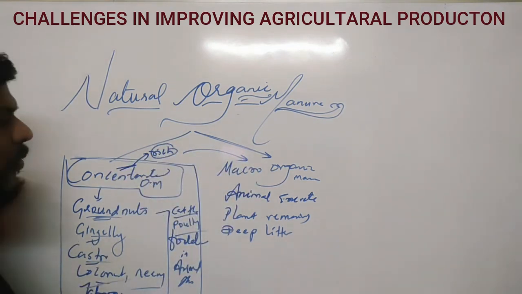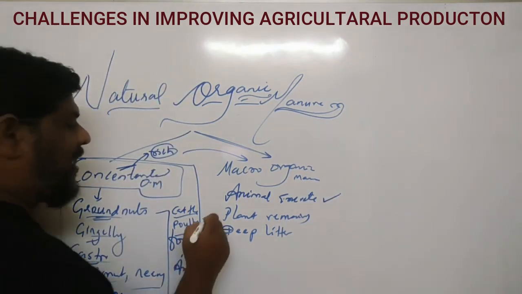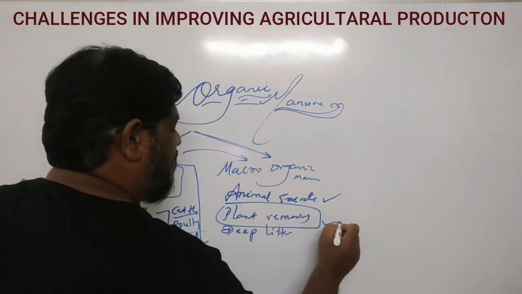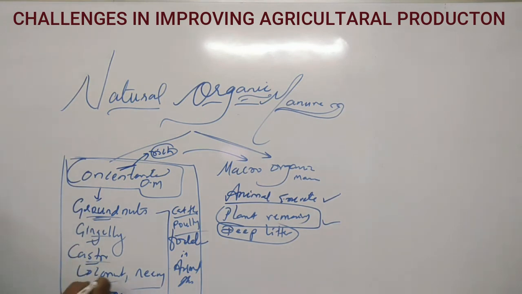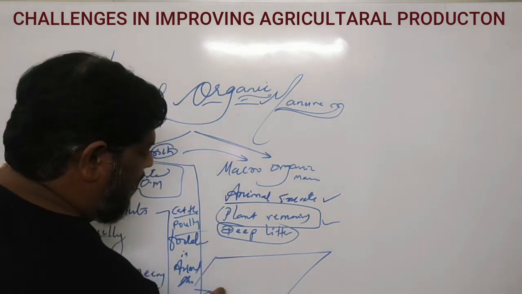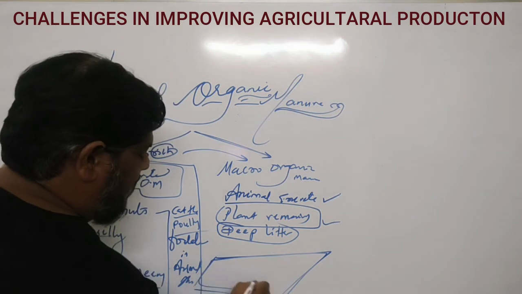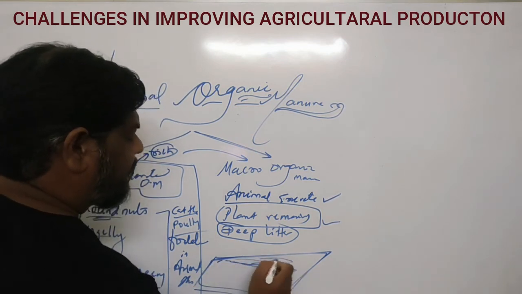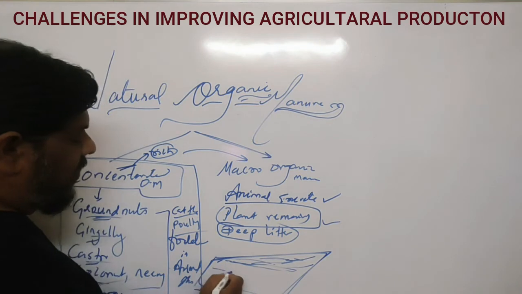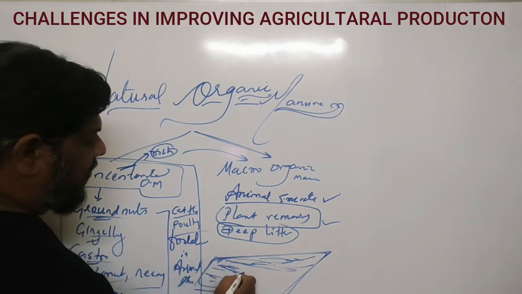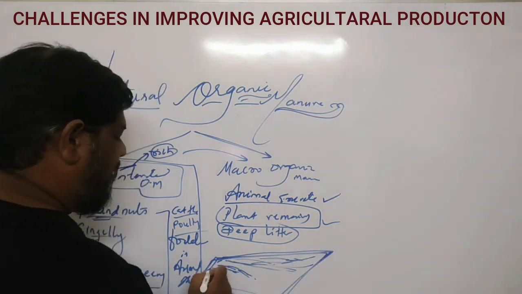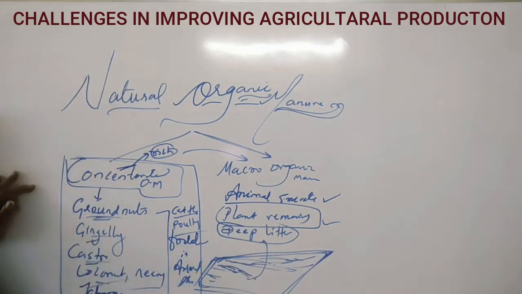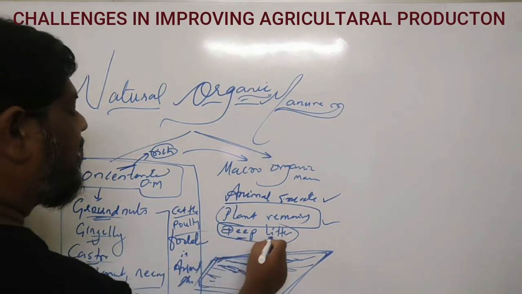Here, the animal excretory waste materials will be converted into manure. The plant remains will also be converted into manure. Now, what is deep litter? For example, if you go to a poultry farm, there will be a place for them to stay. There will be some grass and some dry things, and all the hens will be over there leaving their excretory material. Whatever excretory material they leave will be added to the soil. That is what is called the deep litter.